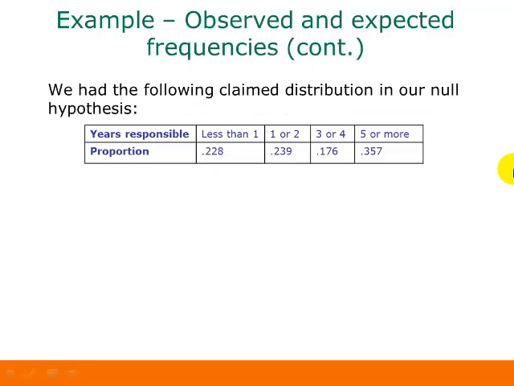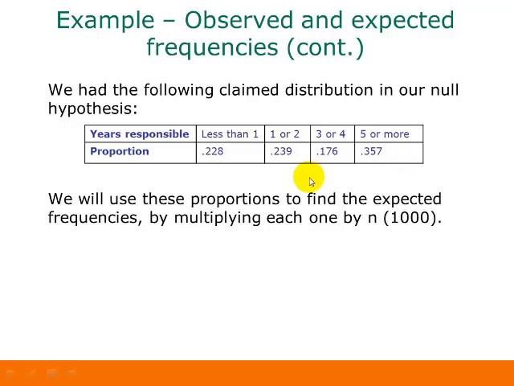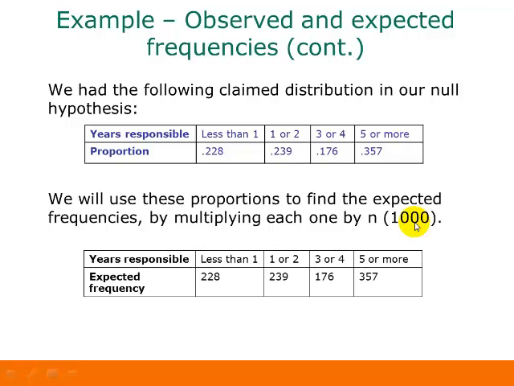Now, to get our expected frequencies, we need to look at the claim distribution that we stated in our null hypothesis, which was this. So we have the number of years responsible and then the proportions that we had. We're going to use these proportions to find the expected frequencies just by multiplying each one of these by our sample size, or our number of trials, which is 1,000.